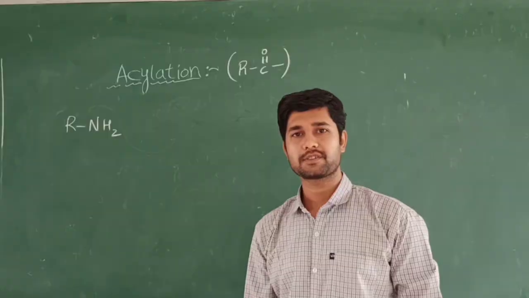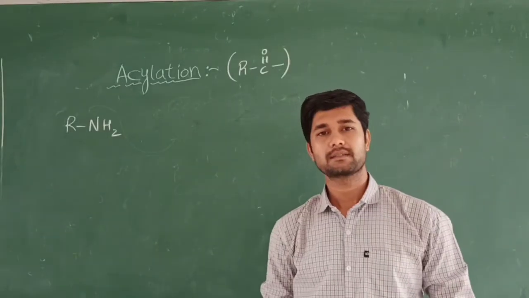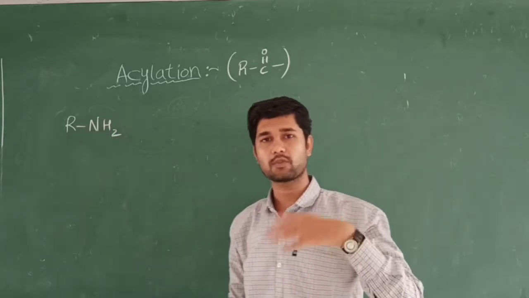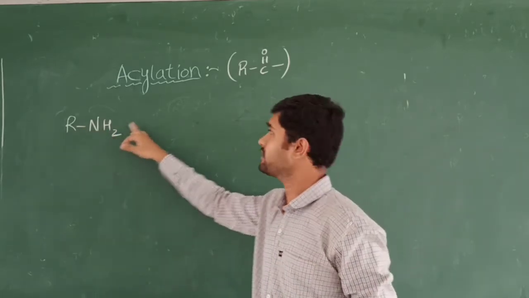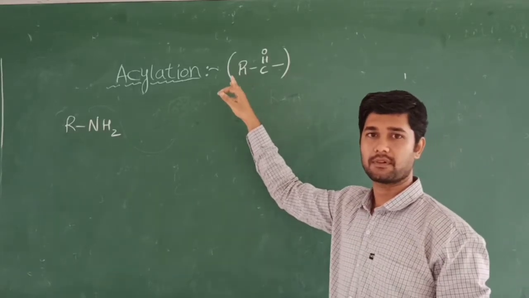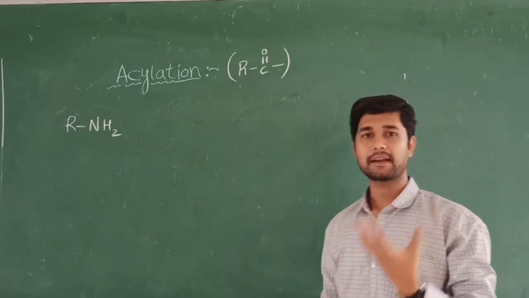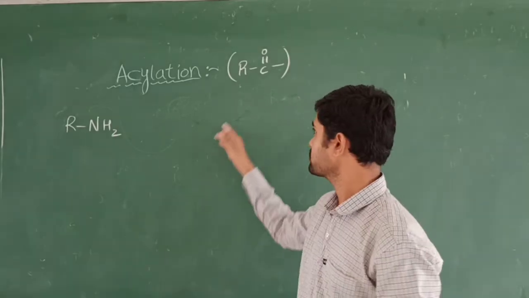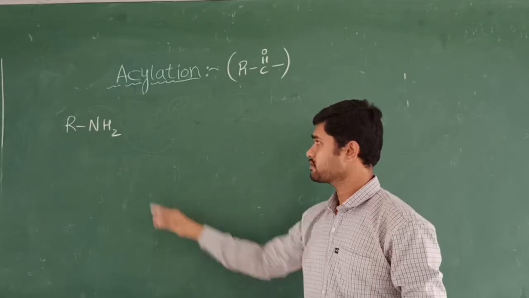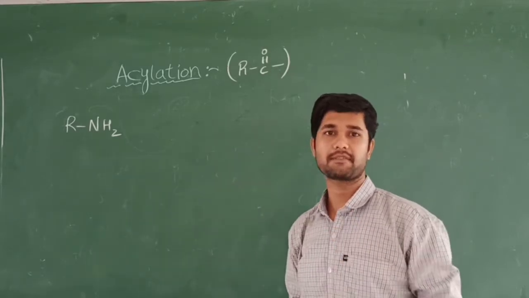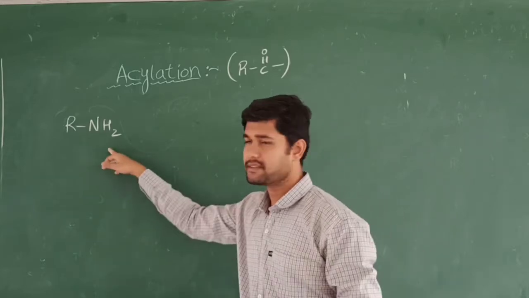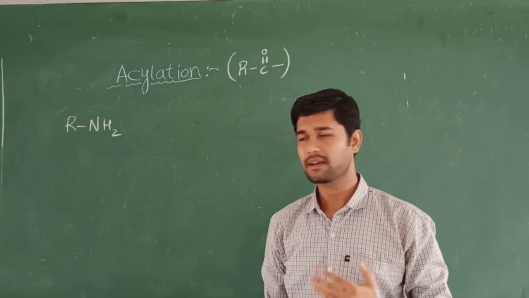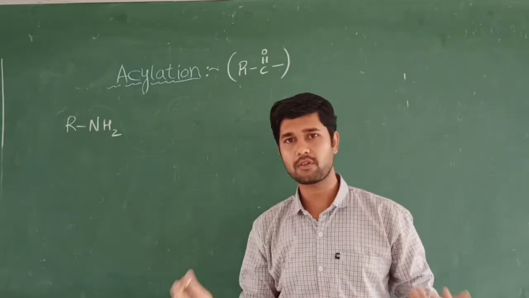The second chemical reaction is called acylation. Here the active hydrogen atoms of the amines are replaced with acyl groups. For the acyl group we use anhydrides, or esters, and also acyl chlorides. In this reaction a base is required. I told you that amines are bases because they are derivatives of ammonia; we call ammonia a base, and primary amines and secondary amines are also called bases.